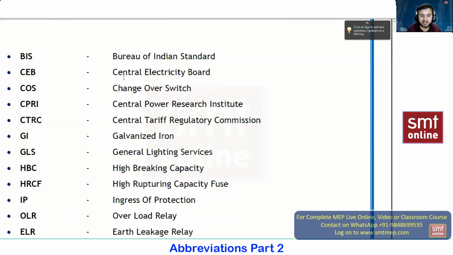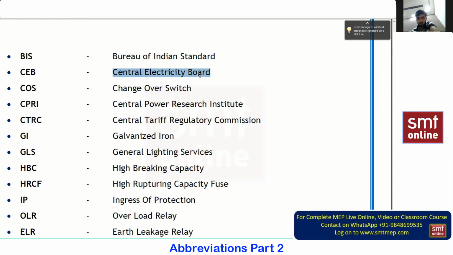Next, talking about the BIS, Bureau of Indian Standards. This is a specific standard followed in India for energy efficiency. What is meant by energy efficiency? How to save energy, electrical energy I'm talking about. Next, we have the CEB, Central Electricity Board. In every country, we have one department which looks after the complete generation and transmission. In India, that is in New Delhi.